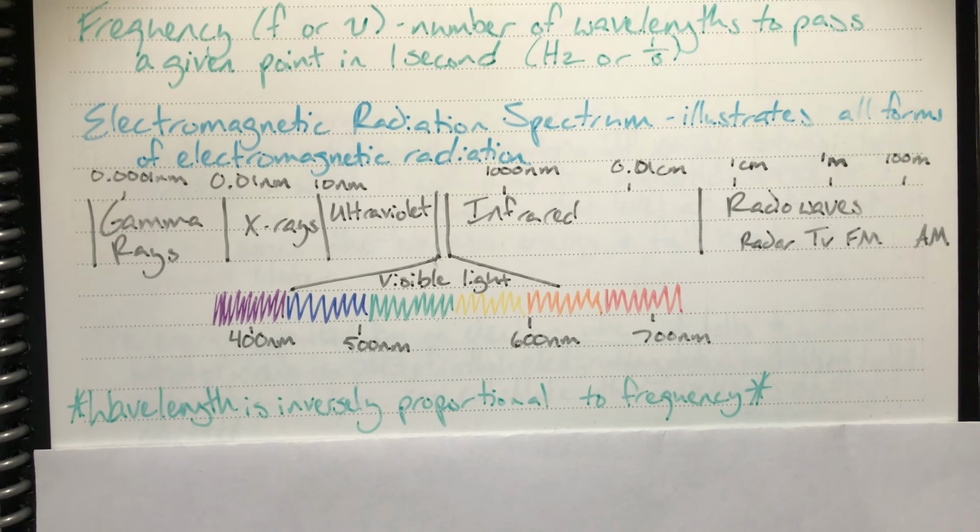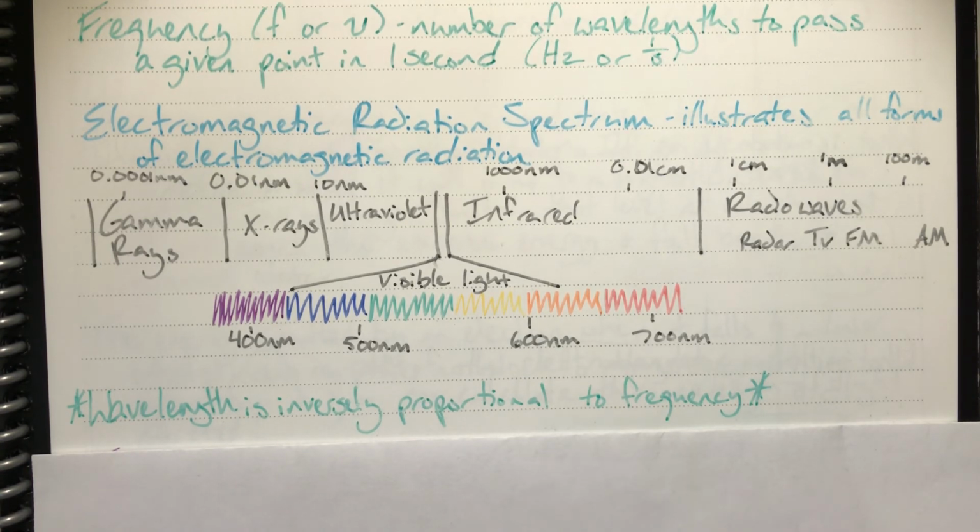Some notes about the electromagnetic radiation spectrum. Wavelength is going to be inversely proportional to frequency. Remember that my wavelength is how far in between two of the same portions of the wave are, and frequency is how often I can form a complete wave in a second.